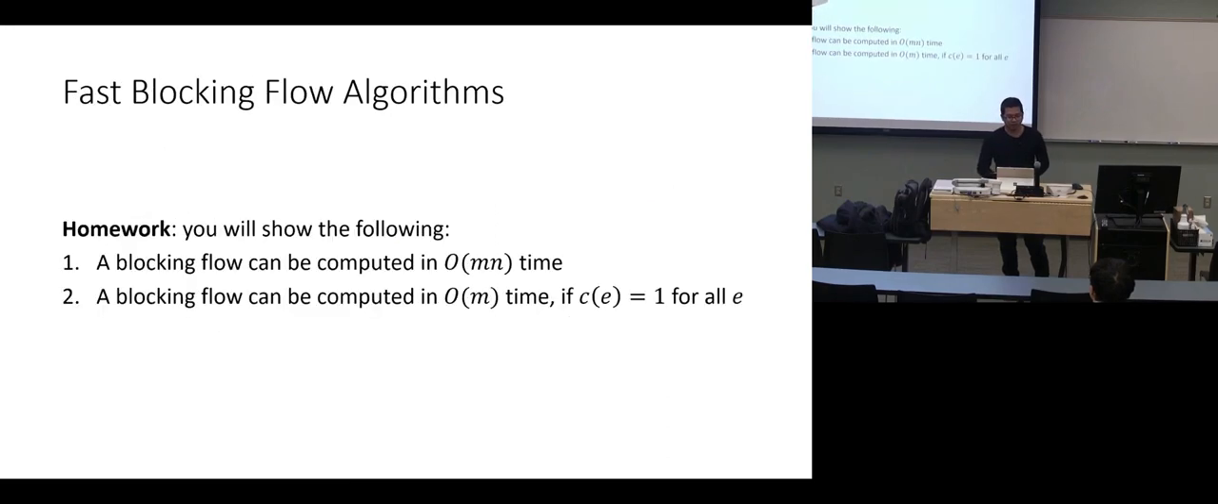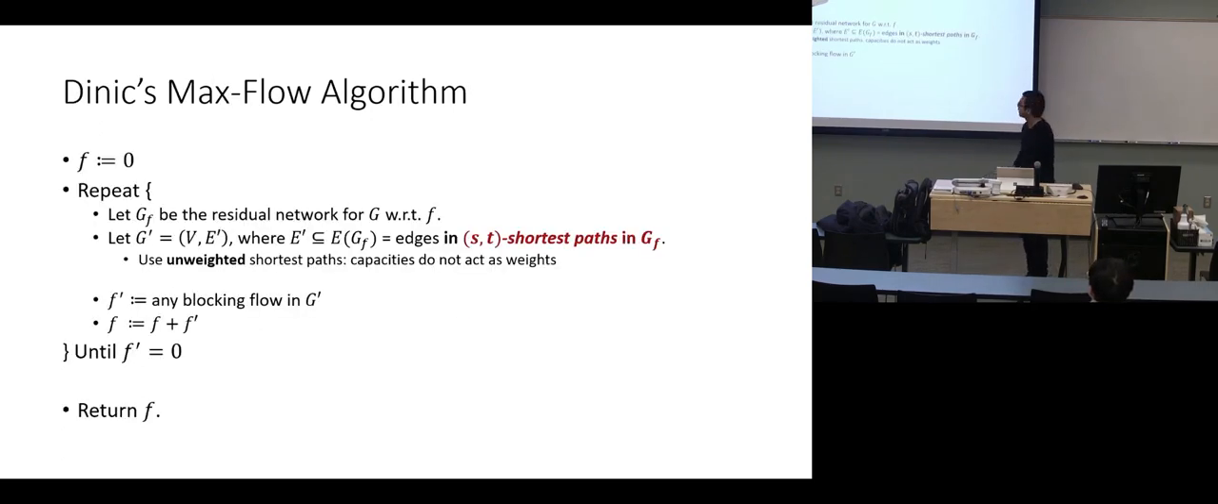And actually in your homework, you will see how to compute it faster. You can do it in mn time. And if the graph has unit capacity, you can do it in even linear time. But anyway, right now we just care about a polynomial time algorithm. And now I can define Dinic's algorithm for Maxflow. If I want to summarize it in one sentence, Dinic's algorithm tries to augment the flow using blocking flow on some special subgraph. So let's see how it does.